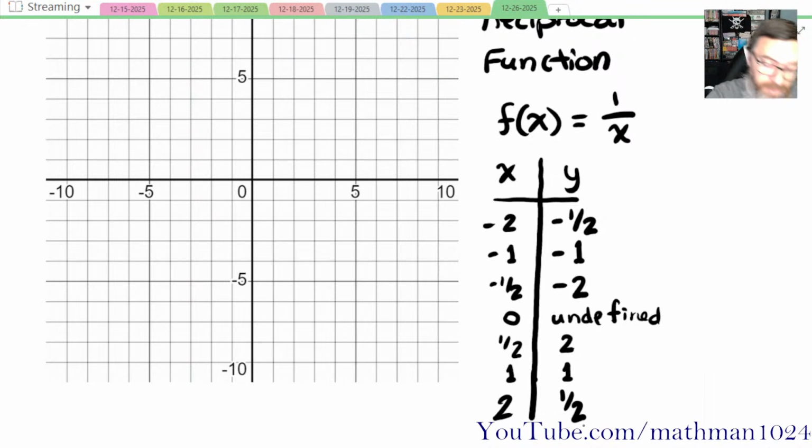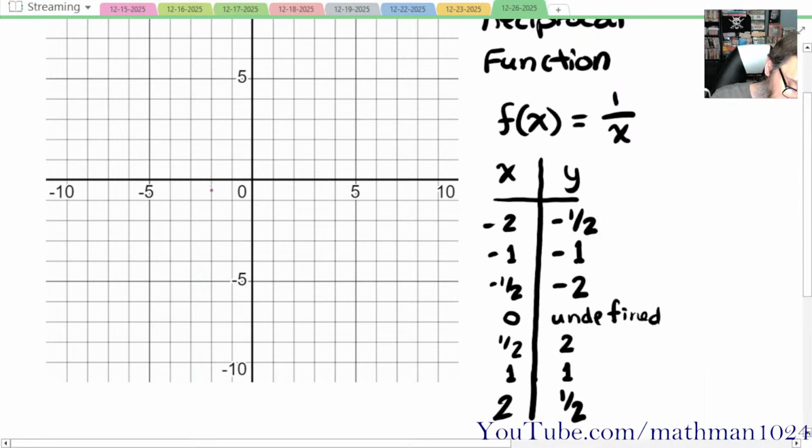All right, so let's plot these points and see what we have. We have -2 is -1/2, -1 is -1, and this -1/2 is going to put me down here at -2. And then on the other side, we have 1/2, which gives me 2, 1 gives me 1, and 2 gives me 1/2. So you'll see that if I keep going out here to the right, if I plugged in 3, I would have 1/3. Plug in 4, I would have 1/4, and so on.